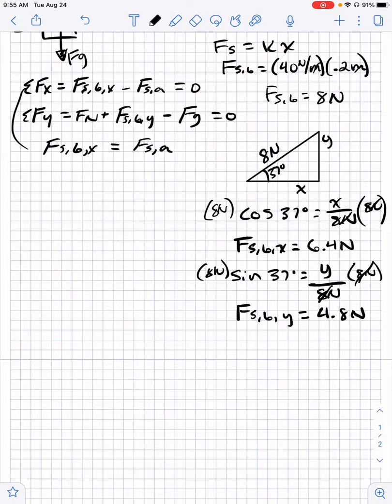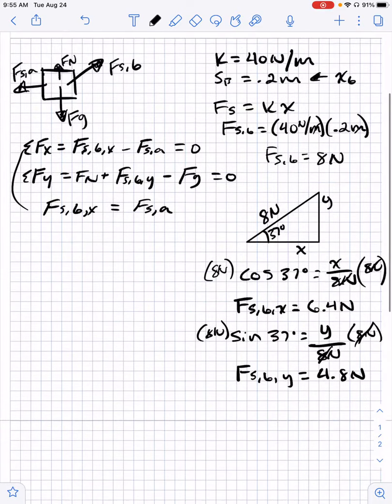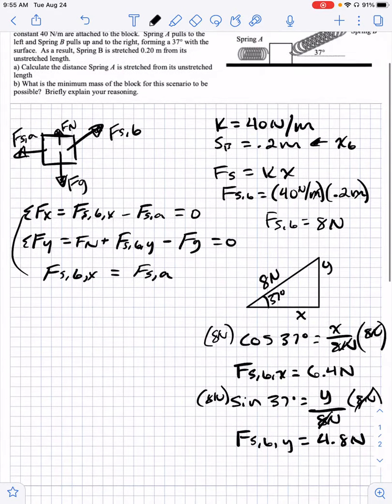So now we know the x and y parts of spring B. We know what the force of spring B is equal to. Let's go back over there to our net force equations that we had made. In our net force equation for the x component, we said that our x component of the spring B is going to equal the force exerted by spring A. And we just solved for the force of spring B, the x part. It was 6.4 newtons. So that just means that the force exerted by spring A has to also equal 6.4 newtons, right? Because it's balanced.